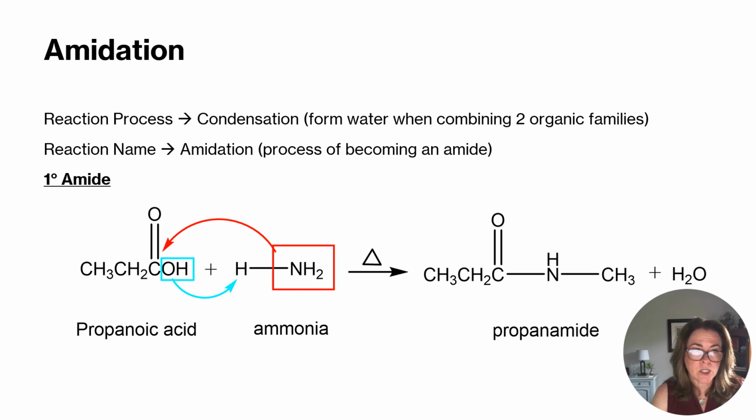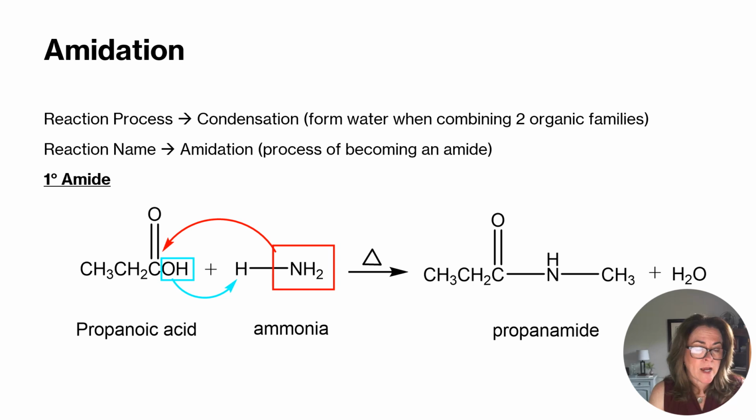Our reaction name is amidation. This is the process of becoming an amide. Now we're going to break this up into primary, secondary, and tertiary amides. And we're going to look at the formation of a primary amide first.